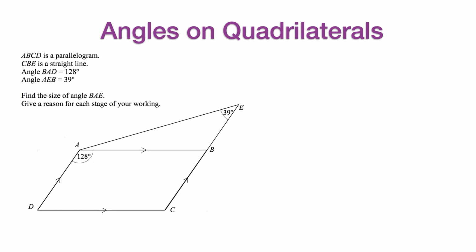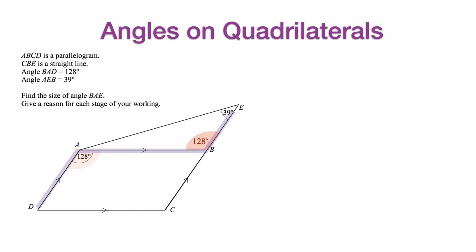In this example, we would like to find the angle BAE, and ABCD is a parallelogram. Note that these angles are not drawn to scale, so we cannot answer this question by measuring the angles with the protractor. Opposite sides of the parallelograms are parallel. Therefore, we can use the parallel line angles to find the missing angle.